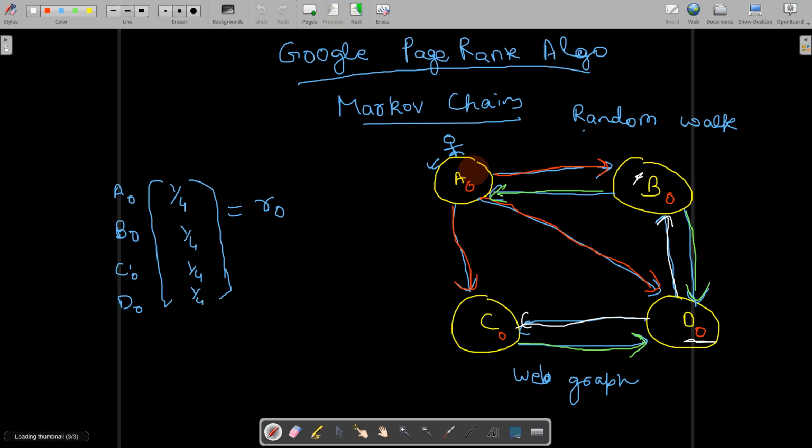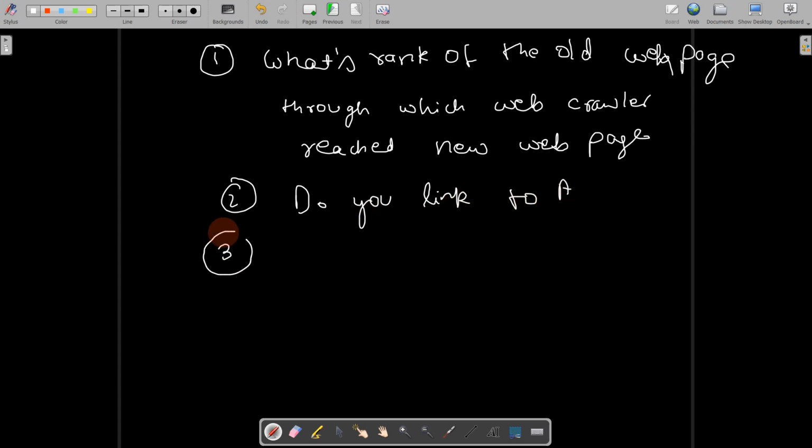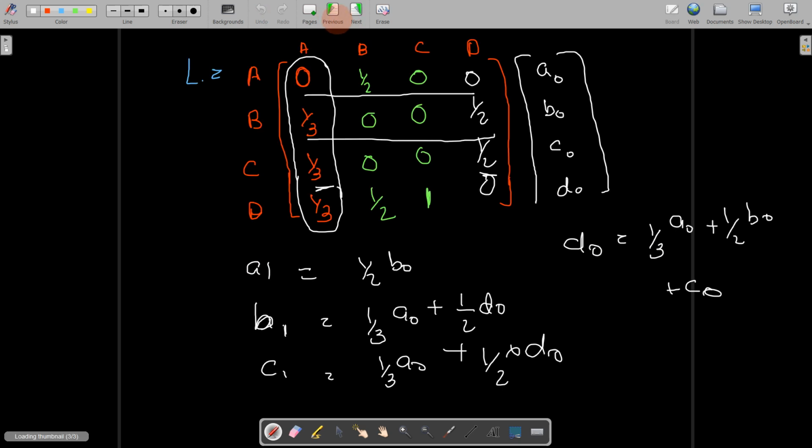Then second, are you linked to A? Suppose we are finding the new rank of A. So other pages have their rank, and are they connected to this A or not? That determines the new rank of A. Do you link to A? And the third important factor is how many outgoing links you have.